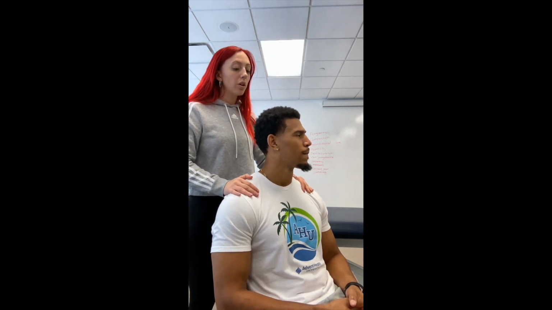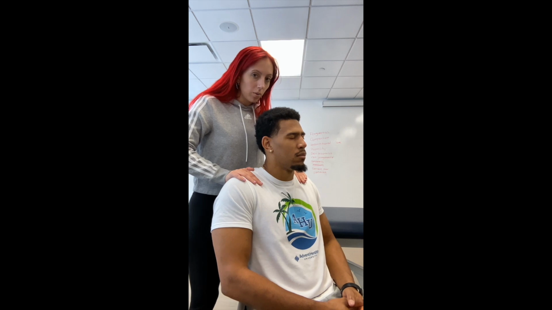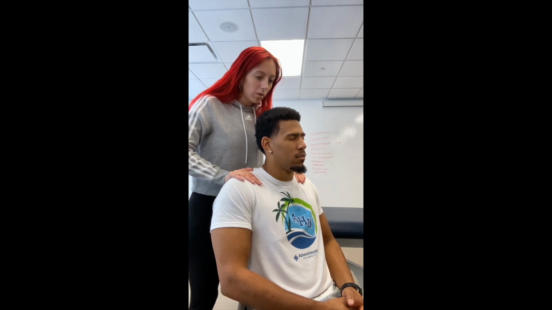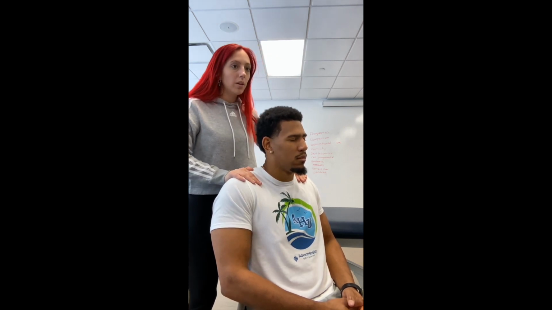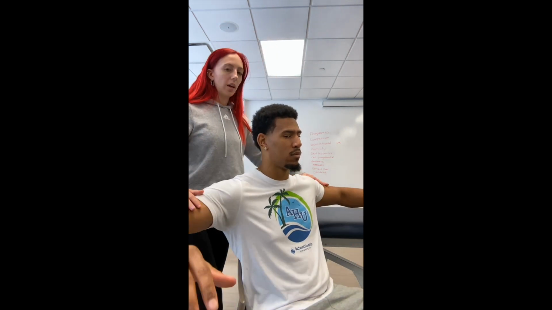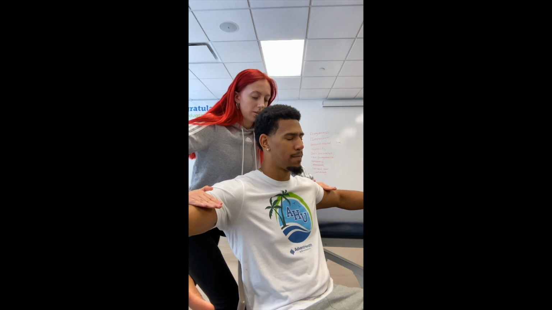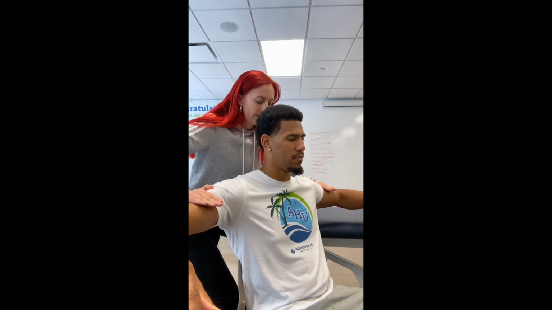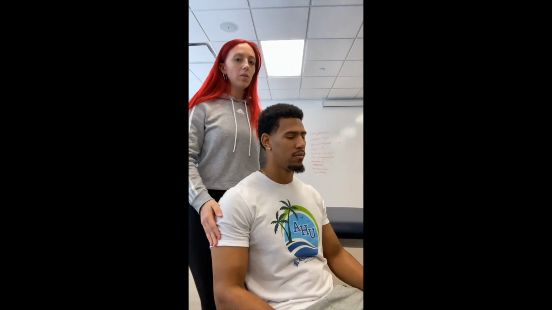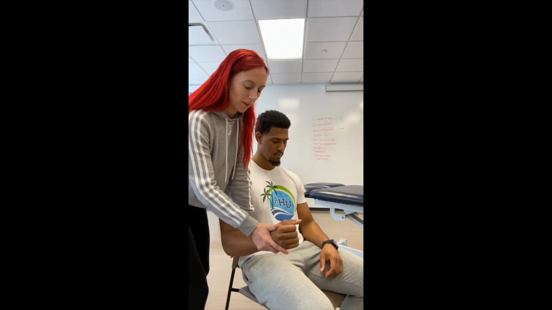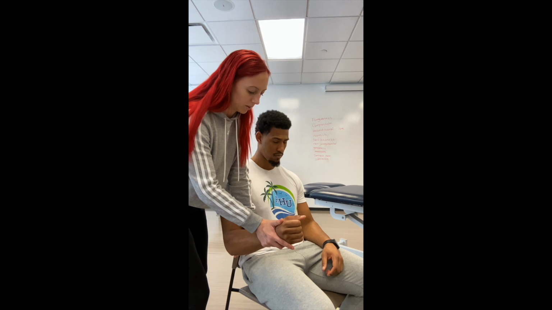To test C4, I will have the patient resist my pressure for shoulder shrug. C5, I will now have the patient resist abduction, holding this here. And for C5, he can also resist at external rotation. And I'm going to assess the other side here as well.